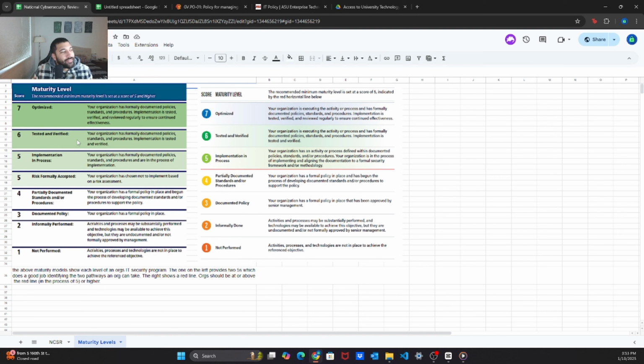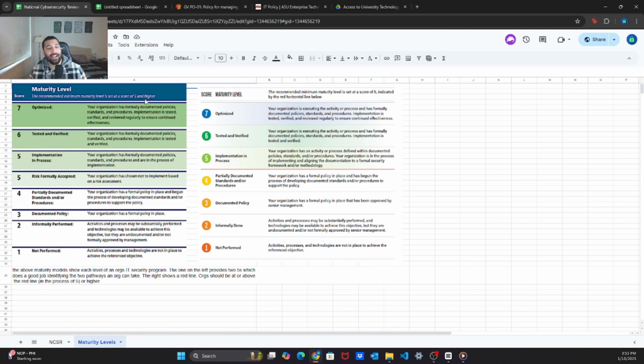Yes, they've had to have at least done one audit. I don't know when the last time was. They're definitely not a 7, okay? Because having a continuous level of testing and optimizing and ensuring continual effectiveness, that costs money, okay?